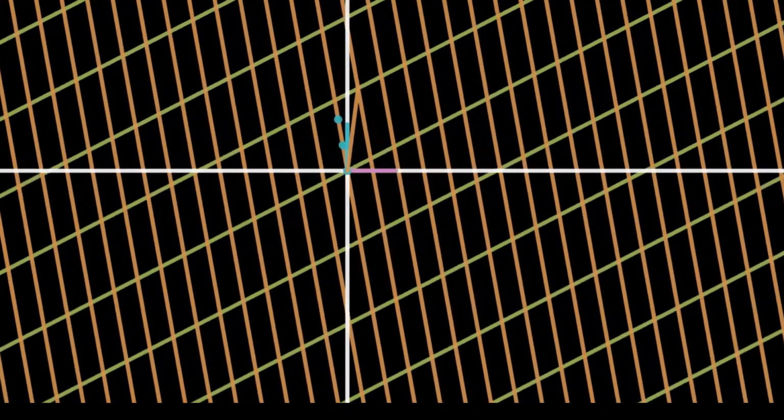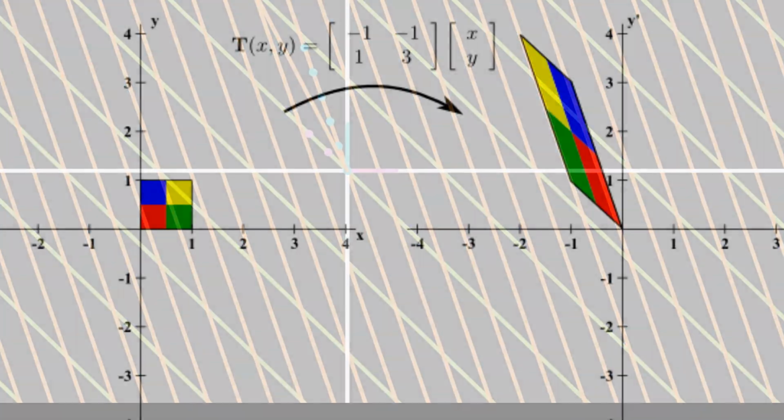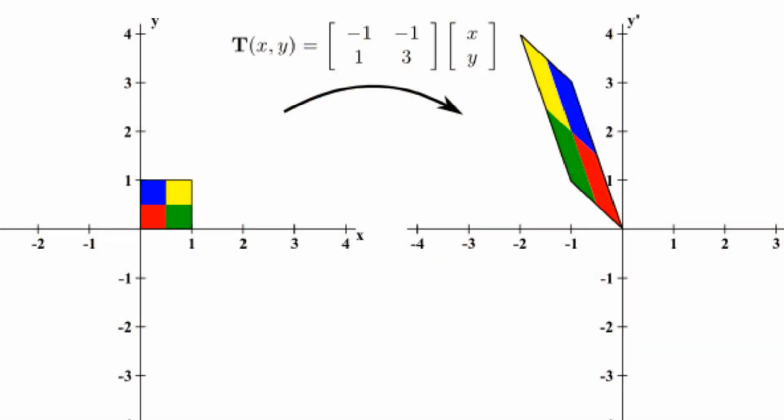Now consider this transformation and watch out, where do the i and j vectors go? Actually, the i vector is transformed to the vector -1, 1, and the j vector is transformed to the vector -1, 3. Now, let's arrange that in a fancy way. Well, we have this transformation.